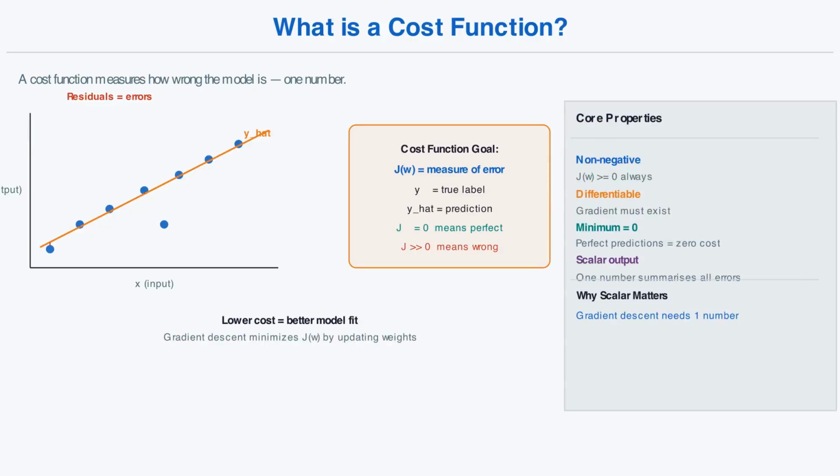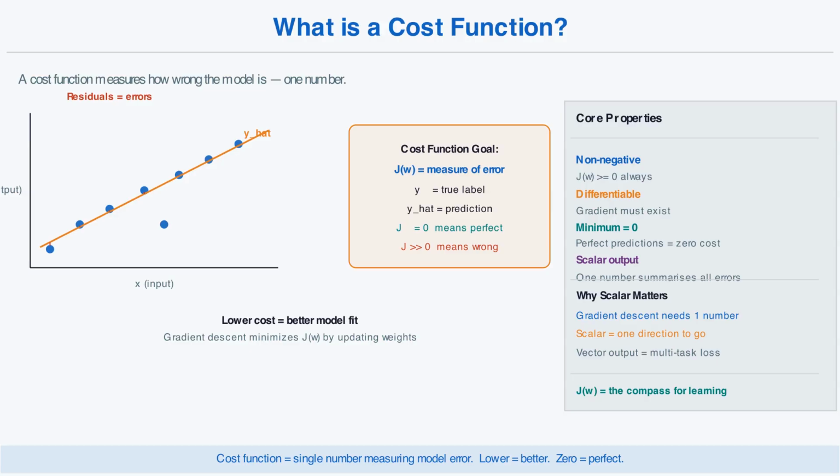Imagine you have trained a model to predict house prices. You feed it a house with 3 bedrooms and 2 bathrooms, and it predicts the price is $300,000. The actual sale price was $350,000. The model was wrong by $50,000. Now do that for 10,000 houses. Each one has an error, a gap between what the model predicted and what the truth was. The cost function is a way of collapsing all of those individual errors into a single number that tells us, overall, how wrong is this model?